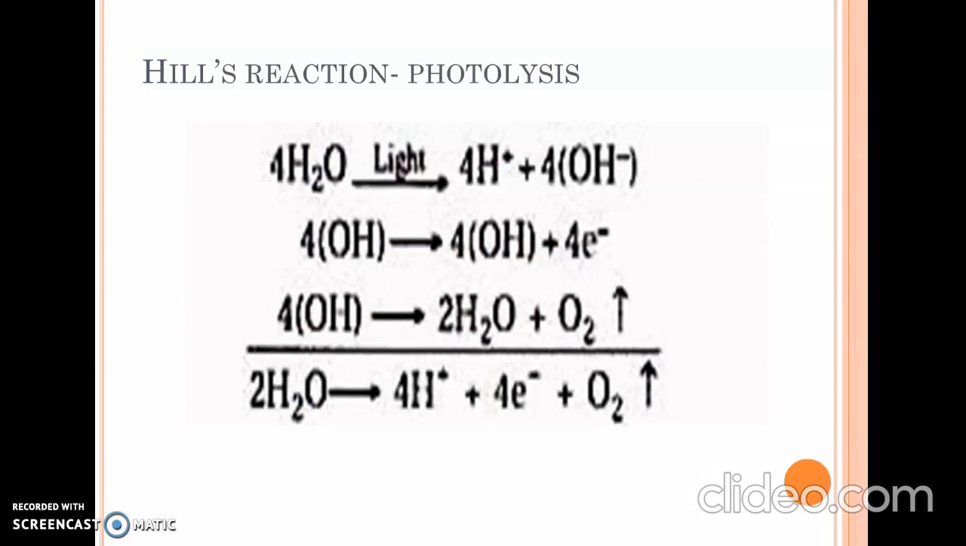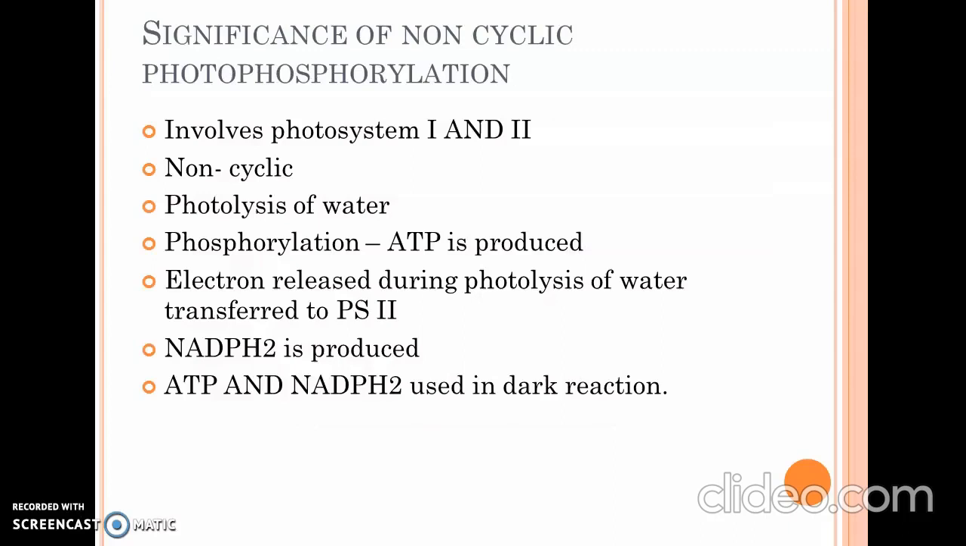This reaction was discovered by the scientist named Hill. That is the reason it is also known as the Hill reaction or photolysis of water. Then coming to the significance of non-cyclic photophosphorylation. Here it involves both photosystem 1 and 2. It takes place in a non-cyclic manner. Photolysis of water takes place. Photophosphorylation is also taking place. The electrons do not come back to photosystem 2; they go to photosystem 1. That is the reason it is known as non-cyclic photophosphorylation. NADPH2 is also produced.